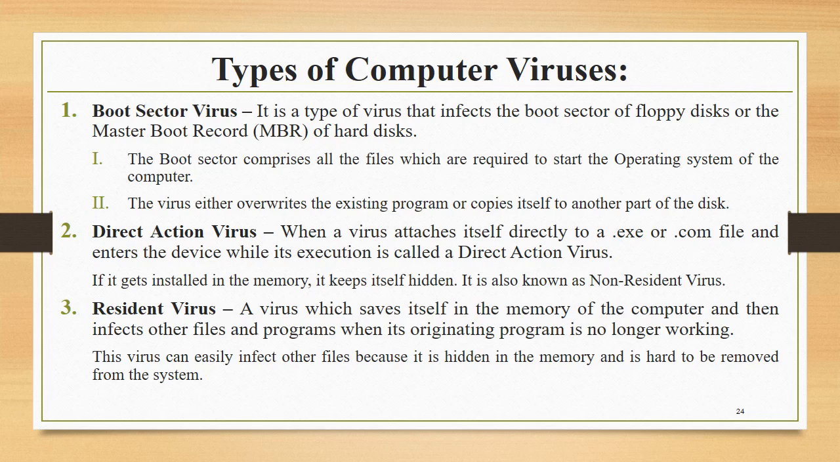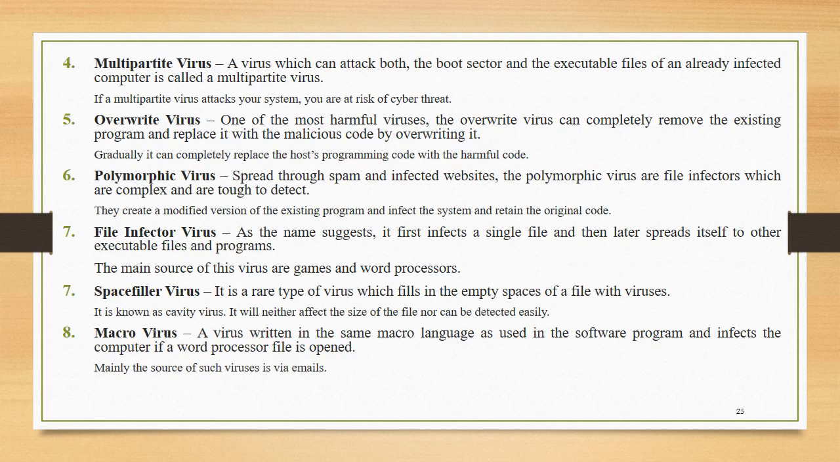3. Resident virus, a virus which saves itself in the memory of the computer and then infects other files and programs when its originating program is no longer working. This virus can easily infect other files because it is hidden in the memory and is hard to be removed from the system. 4. Multipartite virus, a virus which can attack both the boot sector and the executable files of an already infected computer is called a multipartite virus. If a multipartite virus attacks your system, you are at risk of cyber threat.